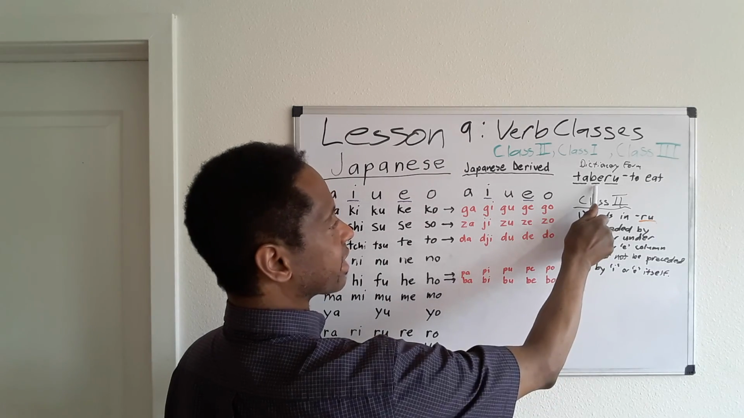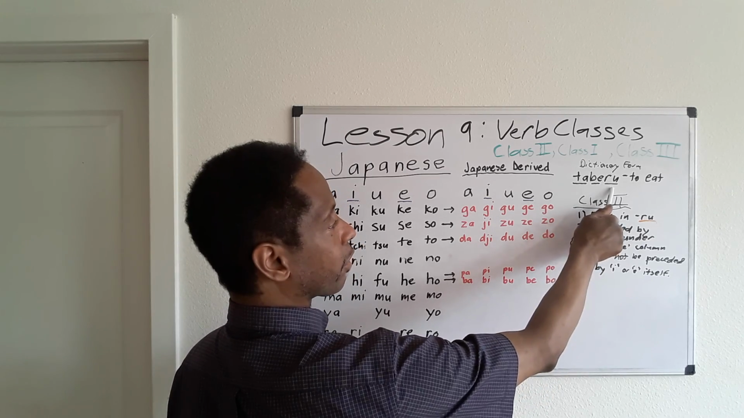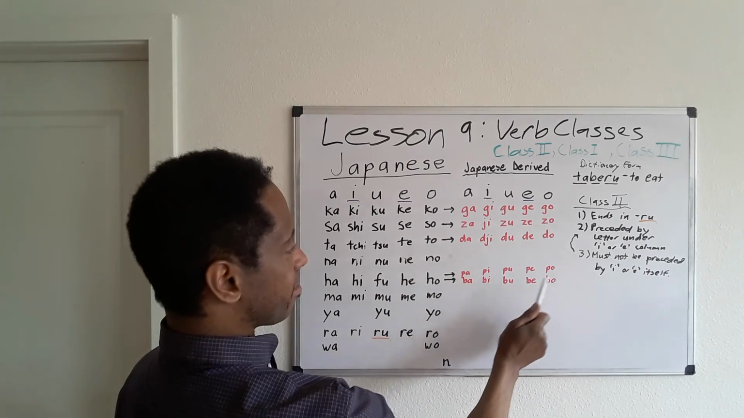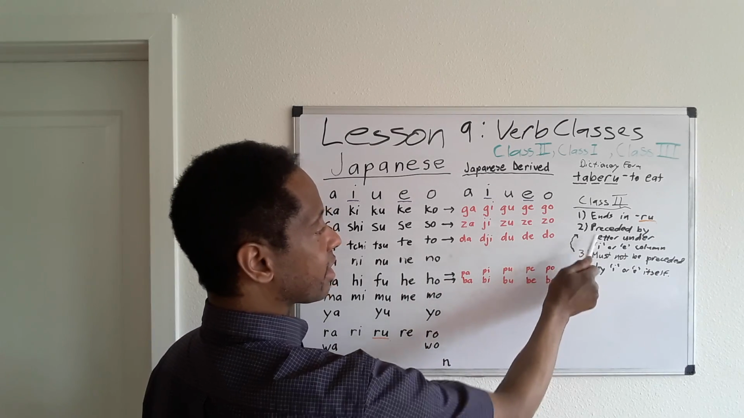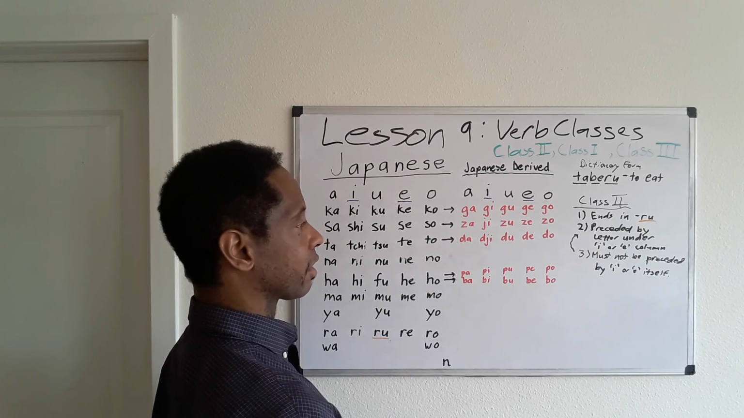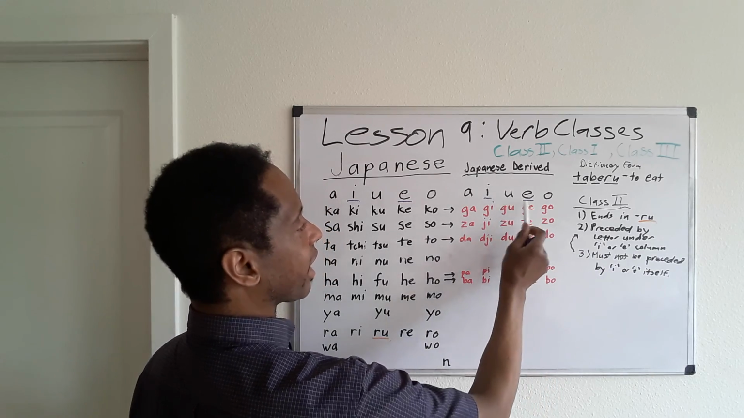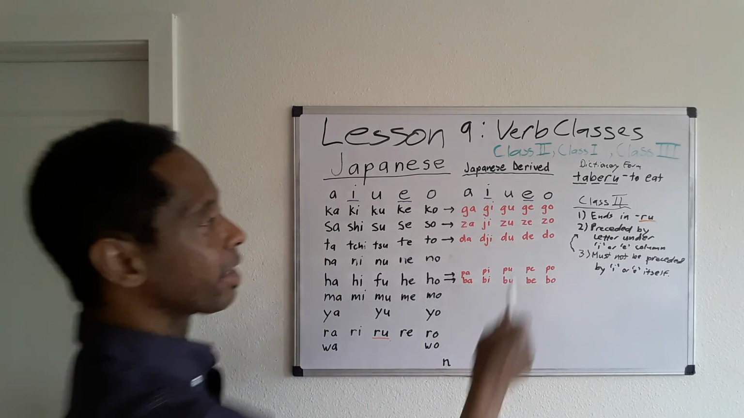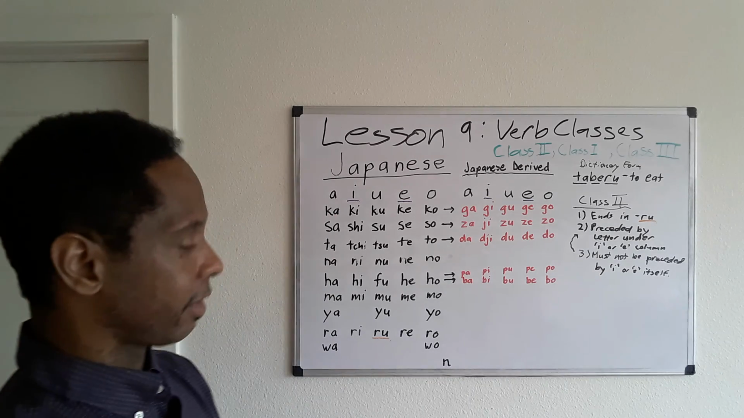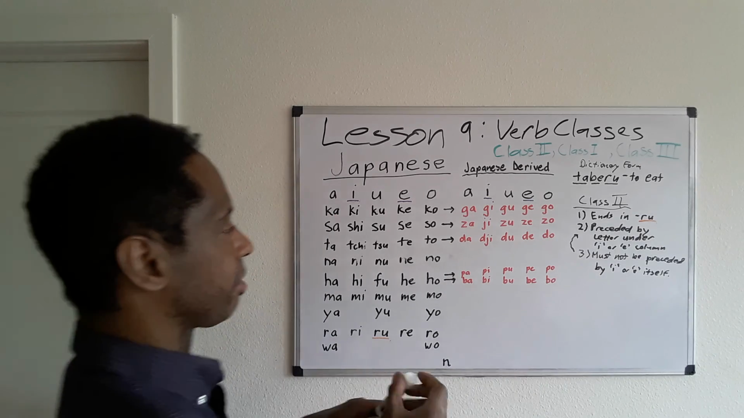Okay, back to this example. Be immediately precedes ru. Okay, and be is under the E column. So that makes it correct according to number 2. But it's not I or E itself. So it's correct according to number 3. Taberu is a Class II verb. Okay? Let's go look at some other examples.